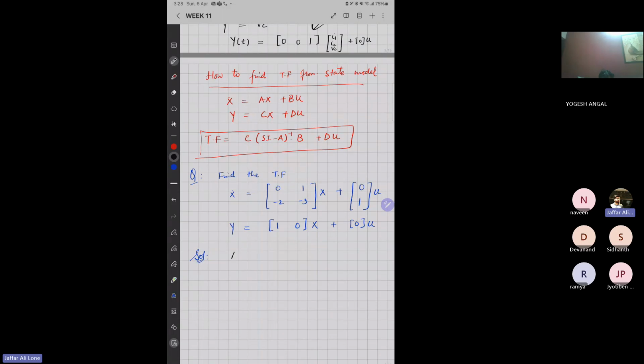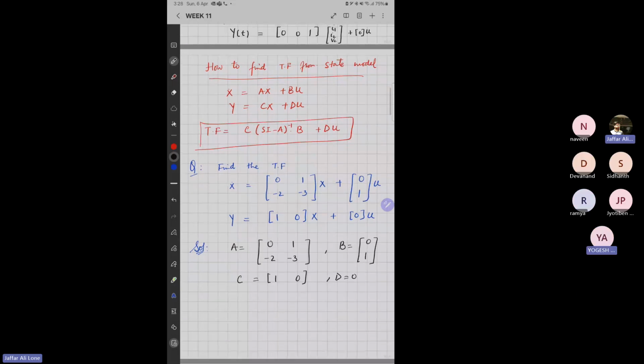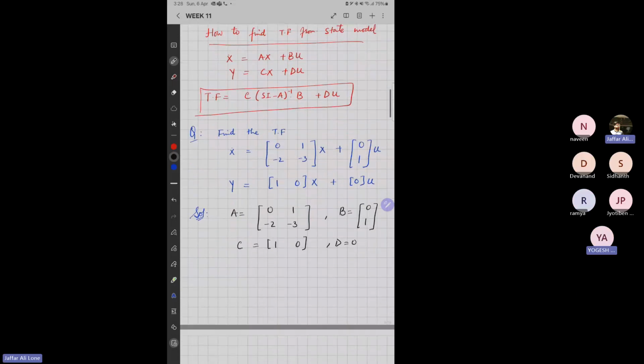Here, A is given as [0, 1; minus 2, minus 3]. B is given as [0; 1]. C is [1, 0]. Please mute yourself, somebody is unmuted. And D is 0. So my transfer function will be C into (sI minus A) inverse into B plus D.